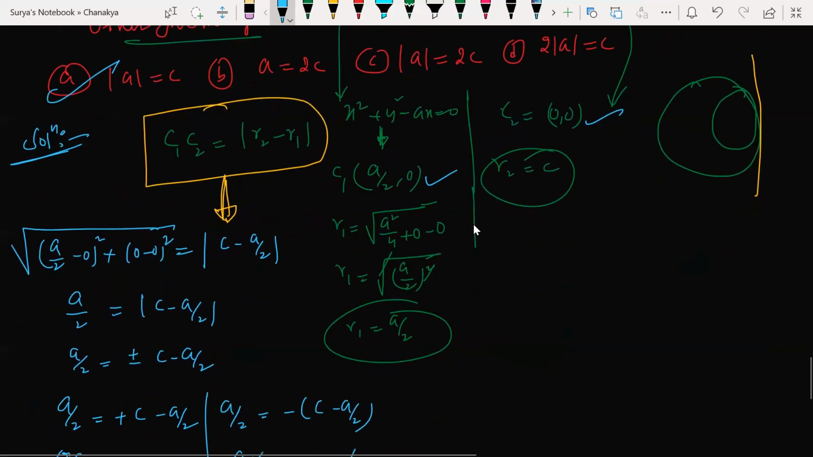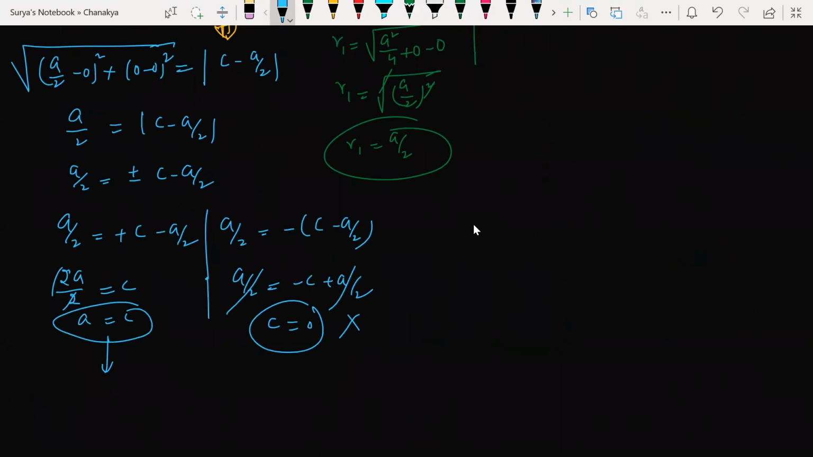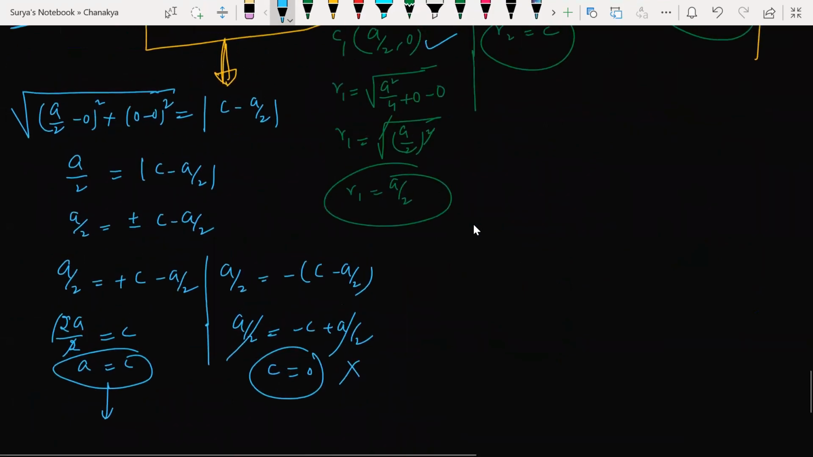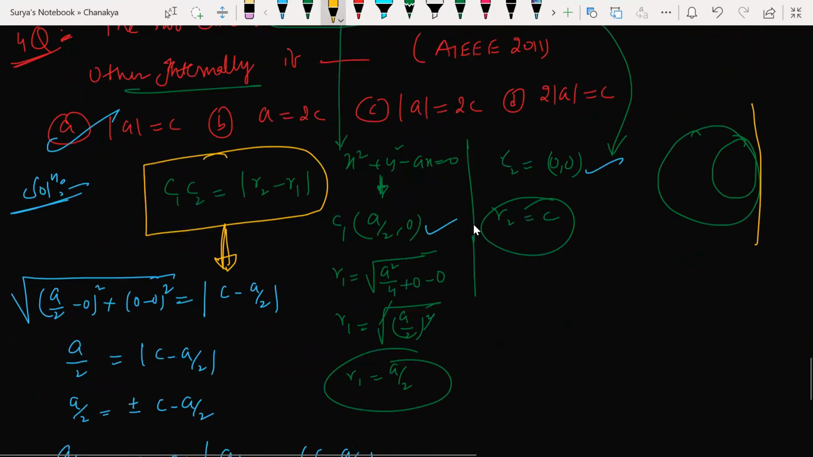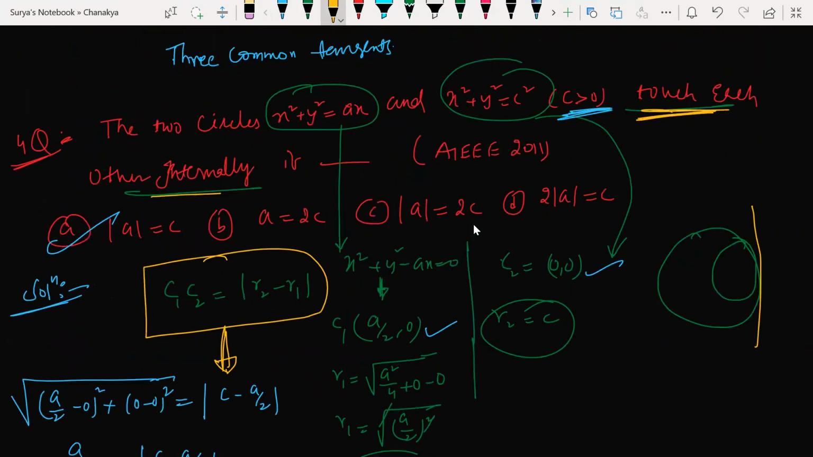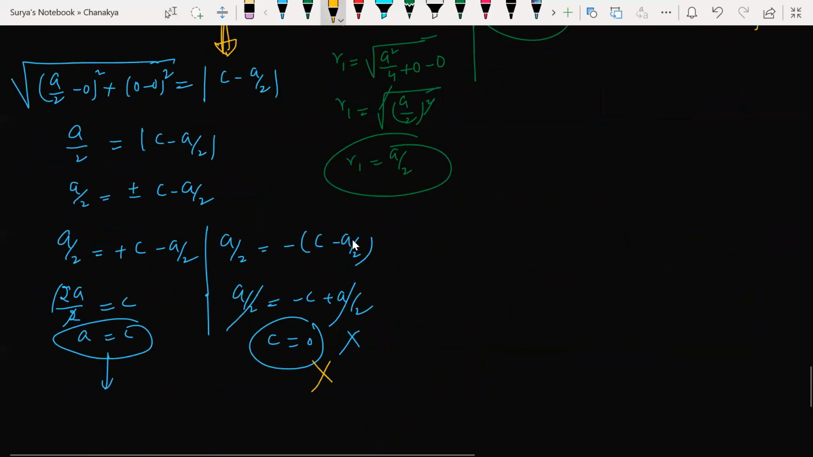Clear? Any doubts? Children, any doubts? Hello guys. I didn't do anything here. I know he has given the statement: touch each other internally. I know that when two circles touch each other internally, this is the condition. I just found C1, C2, R1, R2, substituted there, simplified. I got C is equal to 0, which is not possible. Why? Because he has given the condition that C should be greater than 0. C can't be equal to 0. That is the reason I cancelled that. And what does my answer become now? This is my final answer. A is equal to C.